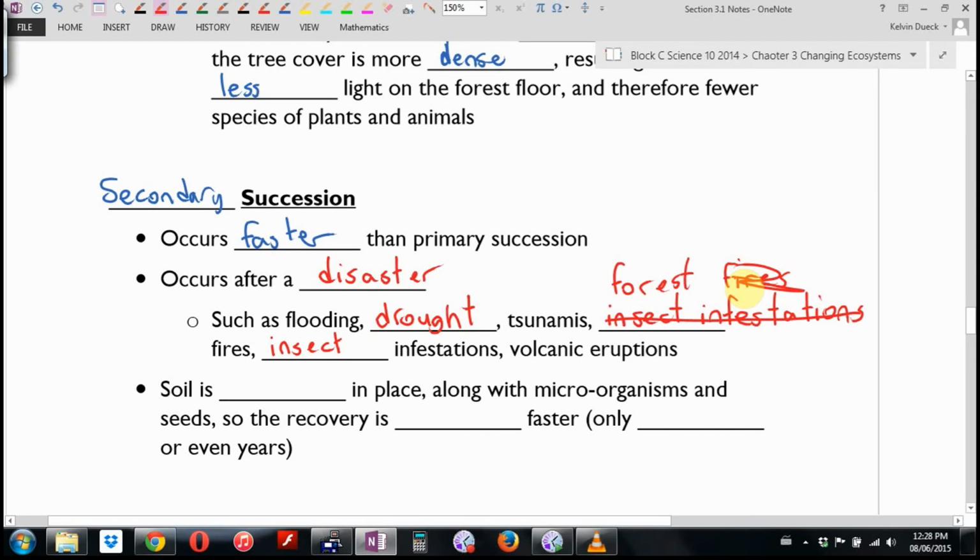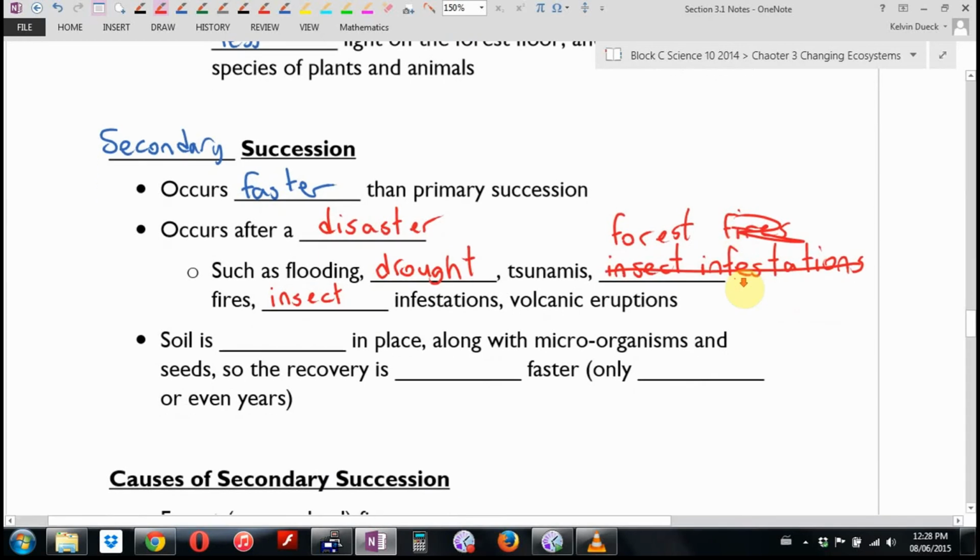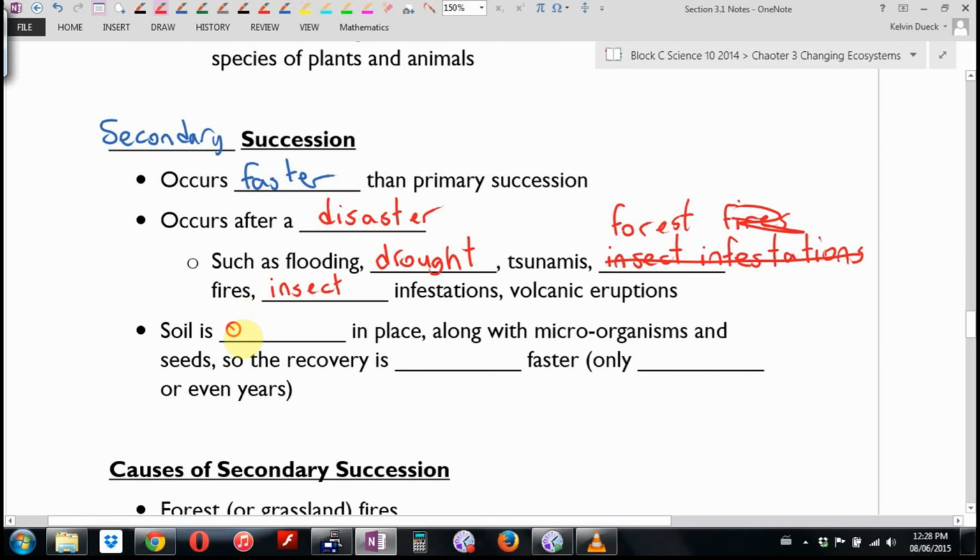Volcanic eruptions. If you're bored sometime, do a YouTube search for Mount St. Helens and watch some of the documentaries, because there we've had a chance to watch where all these trees got wiped out with mudslides and slag and lava, and already now, 30 years later, there's a full ecosystem, a secondary succession that has occurred. The reason it's faster is the soil is already in place, along with bacteria and microorganisms and seed in the soil, so recovery is much faster.